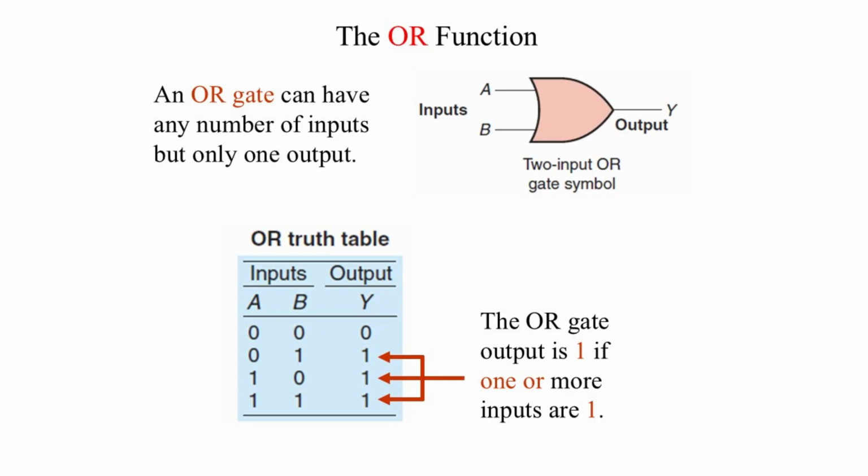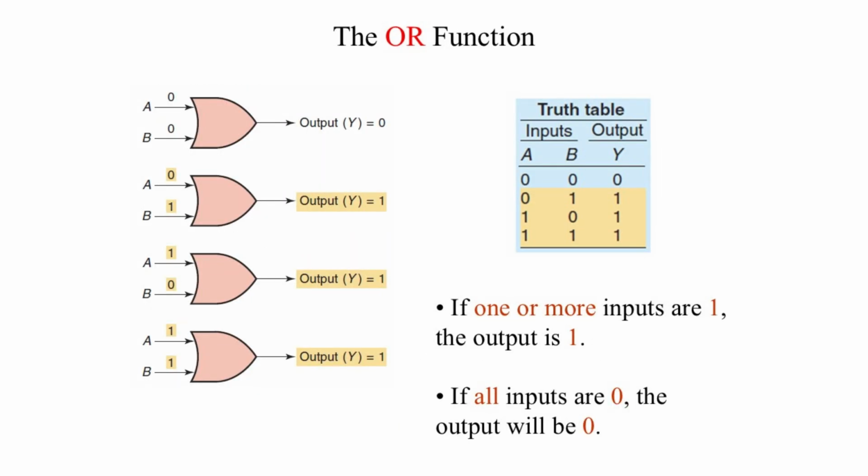An OR gate can have any number of inputs, but only one output. The OR gate output is 1 if 1 or more inputs are 1. This figure illustrates the 4 possible combinations of inputs for a 2-input OR gate. The basic rules that apply to an OR gate are: if 1 or more inputs are 1, the output is 1. If all inputs are 0, the output will be 0.